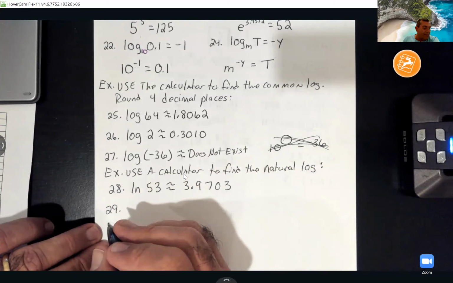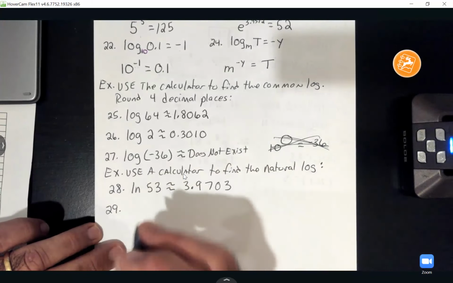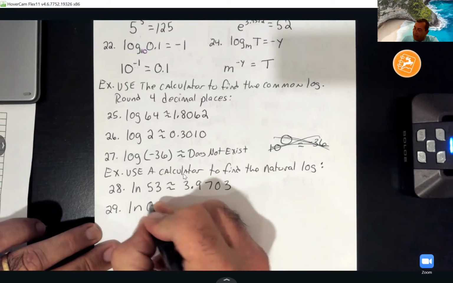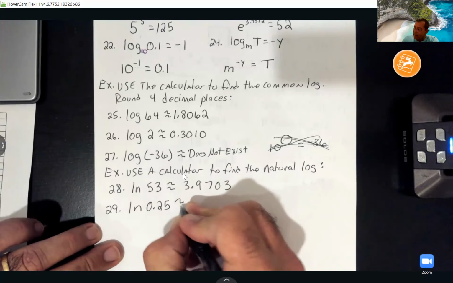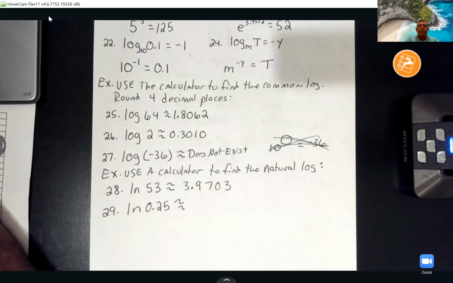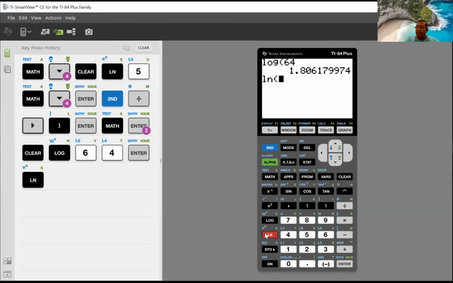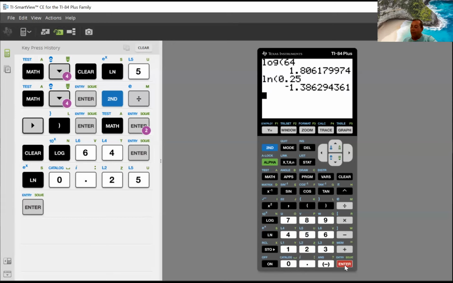29. What I have is an LN of 0.25. And y'all, all I'm doing on those, I'm just going on my calculator, hitting that LN button, and putting in 0.25, and hitting enter. So you're getting a negative 1.386. So the 2 has a 9 after it, so that 2 is now going to be a 3. There you go.